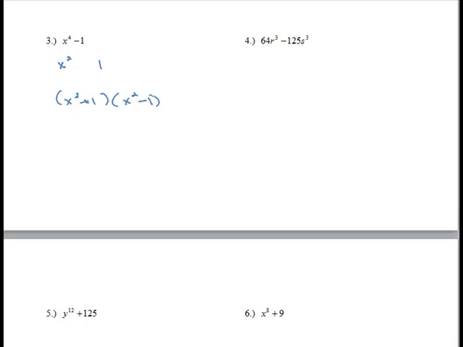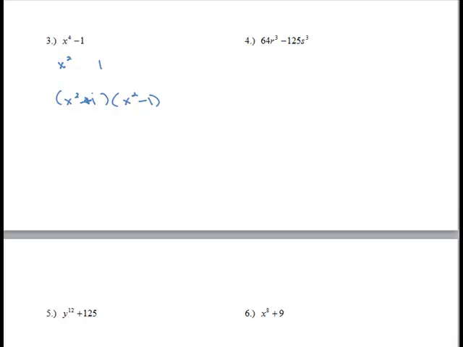But what we should notice at this point is that these two terms, x squared and 1, are still perfect squares. So in the first factor, two perfect squares, but we can't do anything with it because of that plus sign. There's no such rule as the sum of squares.